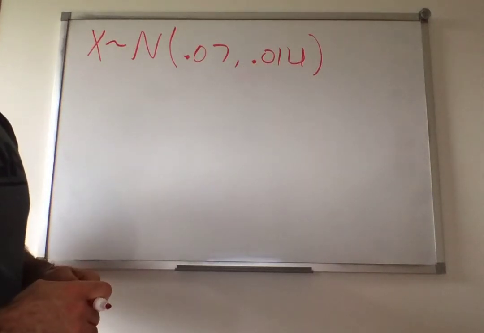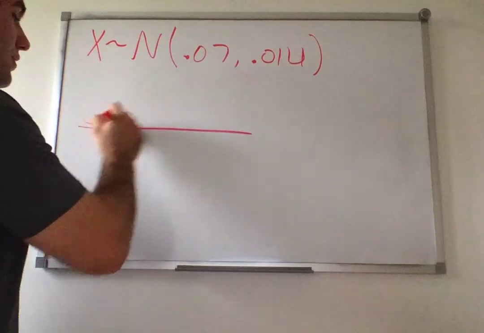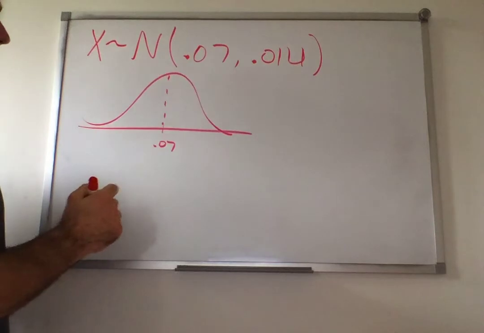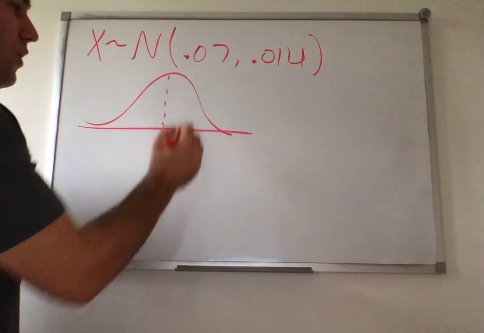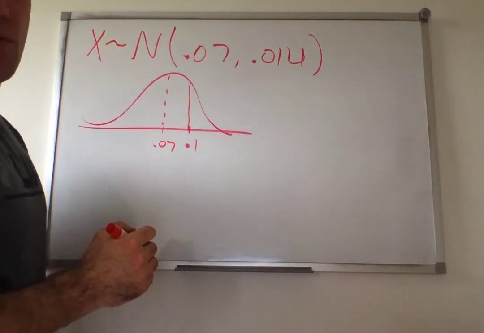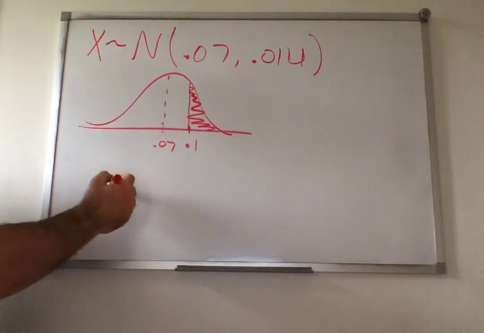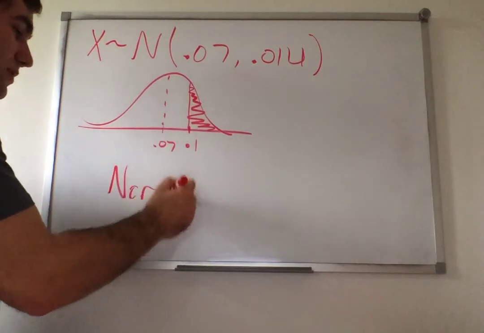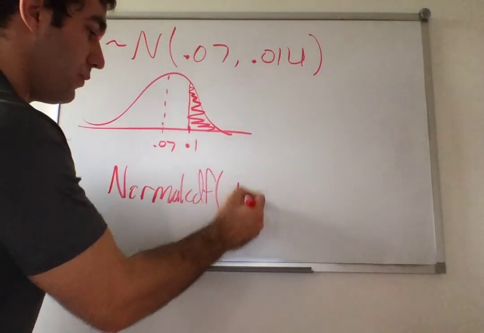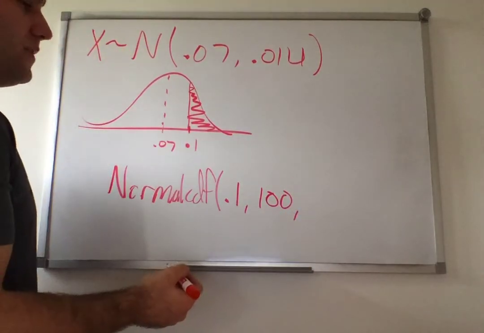What is the probability that over 10% of these students will not make payments on time? Okay, so here's our normal distribution, 0.07, and then somewhere over here is 10% or 0.1. What is the probability that over 10%? So we want that area right there, because that would be over 10%. We're just going to use normal CDF. Well, our lower bound is 0.1. Our upper bound, 100, some really large positive number.